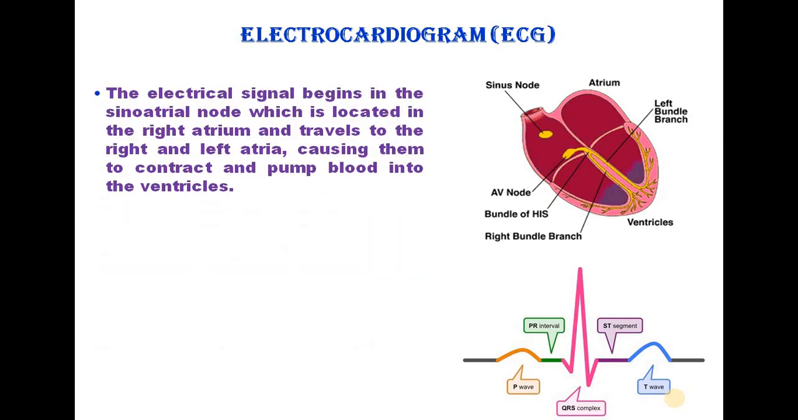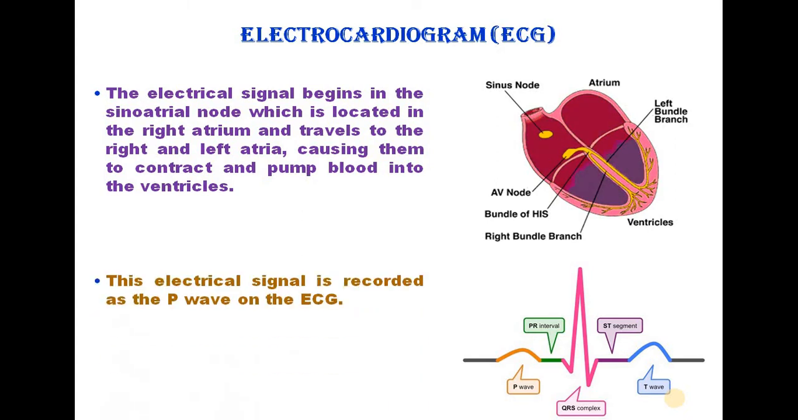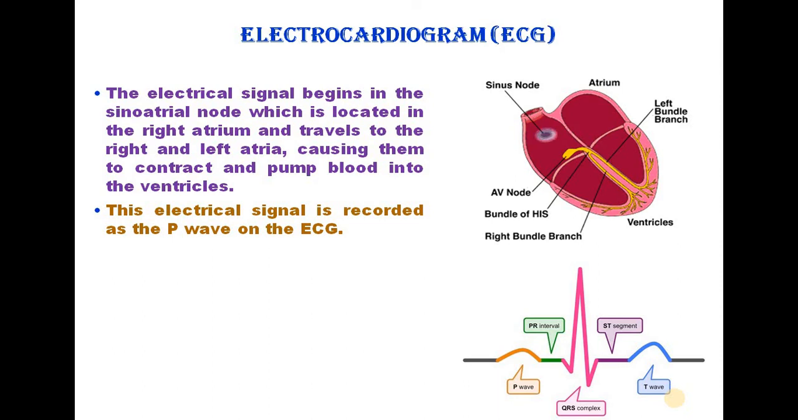The electrical signals originating in the SA node are responsible for the functioning of the heart. These electrical signals begin in the sinoatrial node, which is located in the right atrium, and travel to the right and left atria, causing them to contract and pump blood into the ventricles. This electrical signal is recorded as the P wave on the ECG.